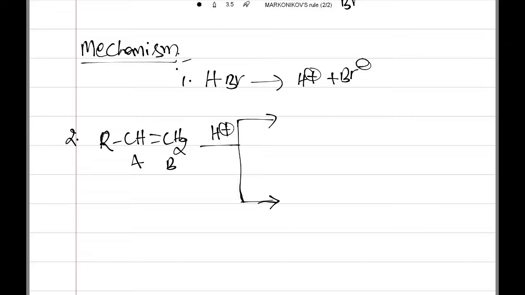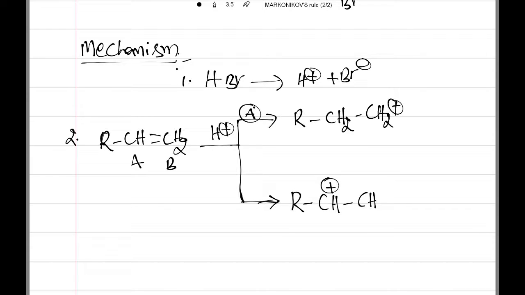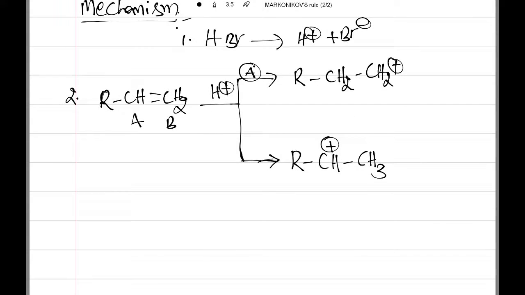Assume that if H plus is attached to the A carbon, we get RCH2CH2 plus, and if H plus is attached to the B carbon, we get RCH plus CH3. In this one, which is the more stable carbocation? This is the primary carbocation, and this is the secondary carbocation.